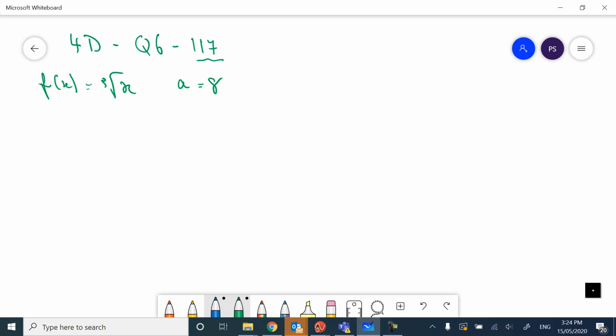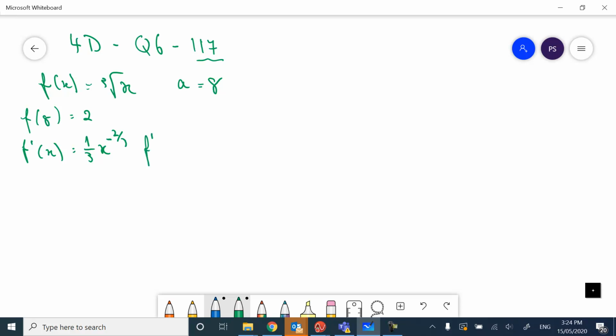Right, so let's do that. They only want a degree 2, but they do want us to calculate an error term, so I'll go that extra step further. So let's just do this. f of 8 will be equal to 2. In other words, the cube root of 8 is 2. Let's go f dash x, which will be equal to 1/3 x to the minus 2 on 3.